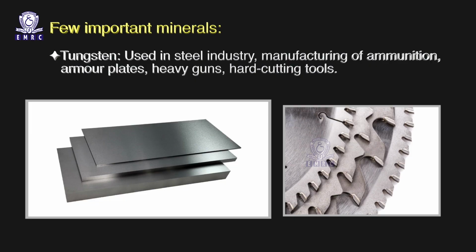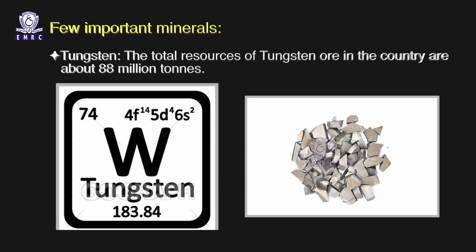Tungsten is obtained from the wolfram ore. It is a self-hardening mineral and therefore used in the steel industry, manufacturing of ammunition, armor plates, heavy guns, hard-cutting tools, etc. The total resources of tungsten ore in the country are about 88 million tons.